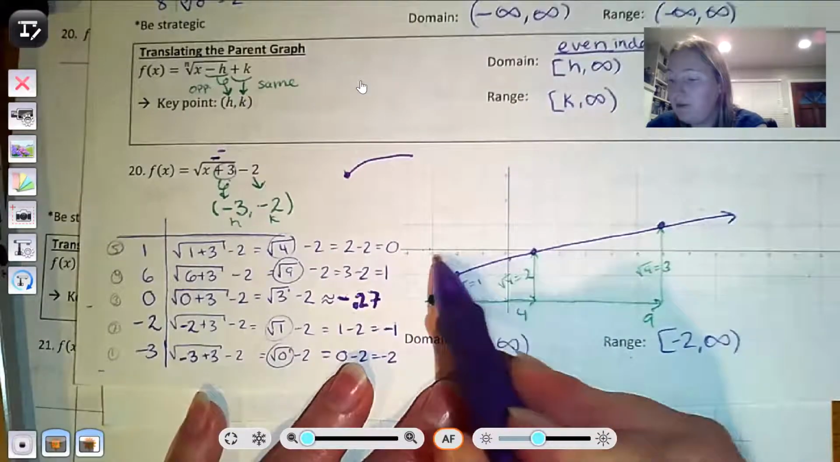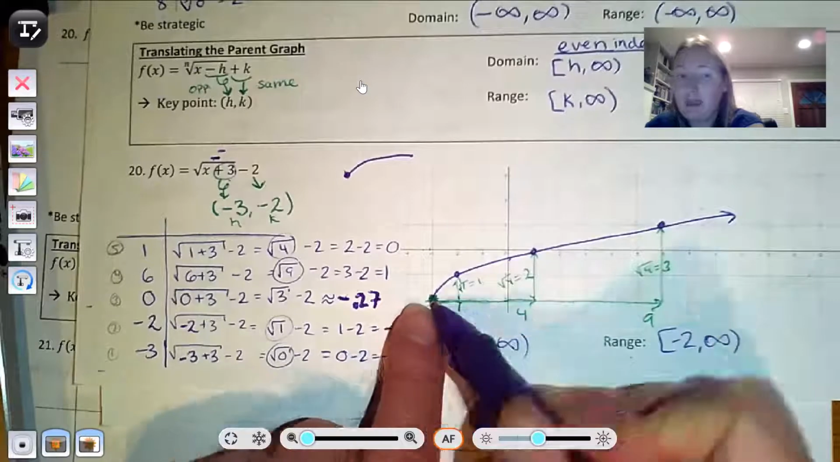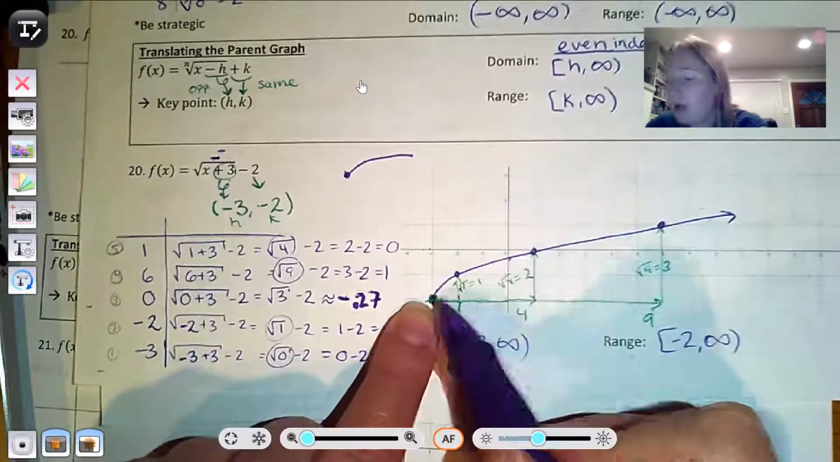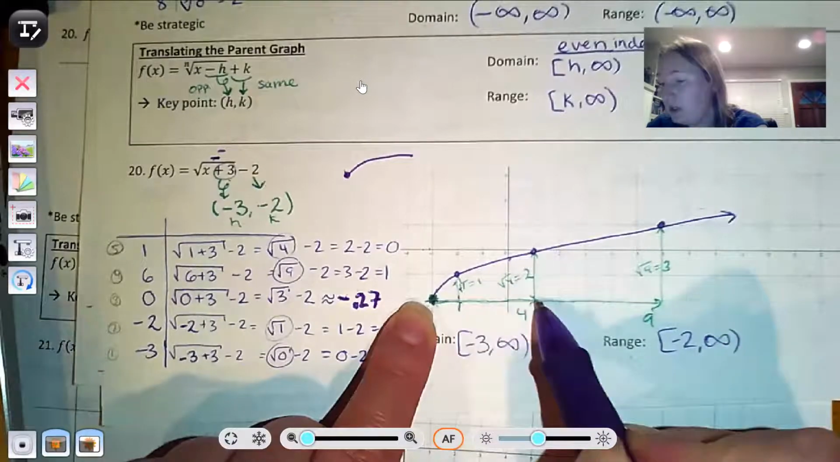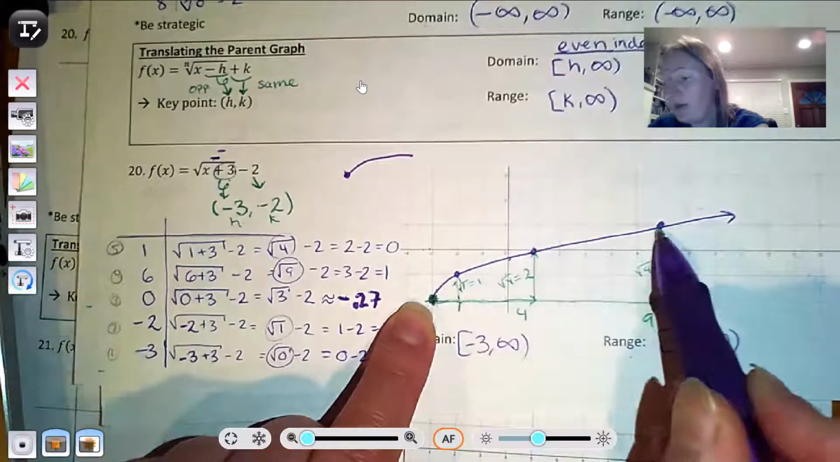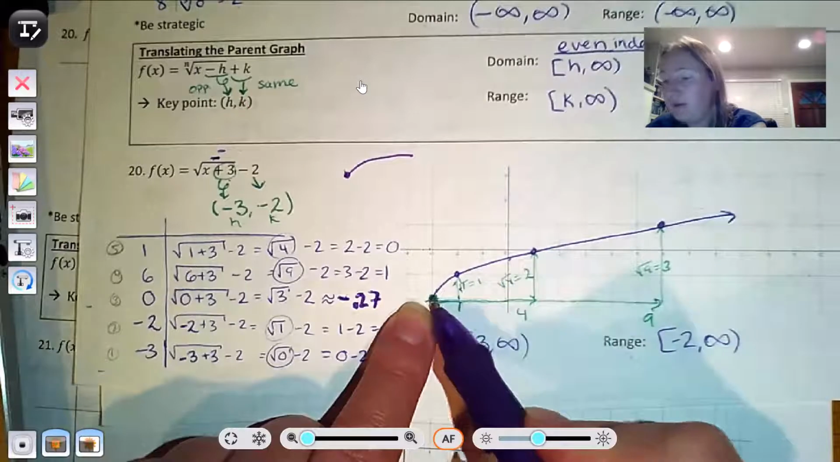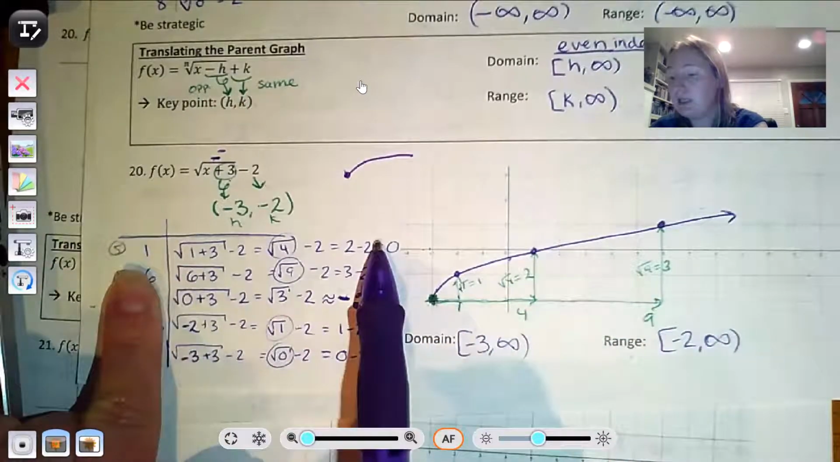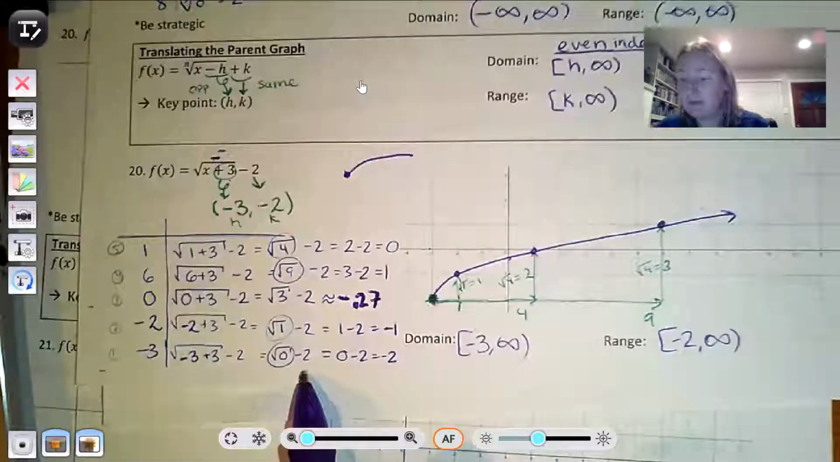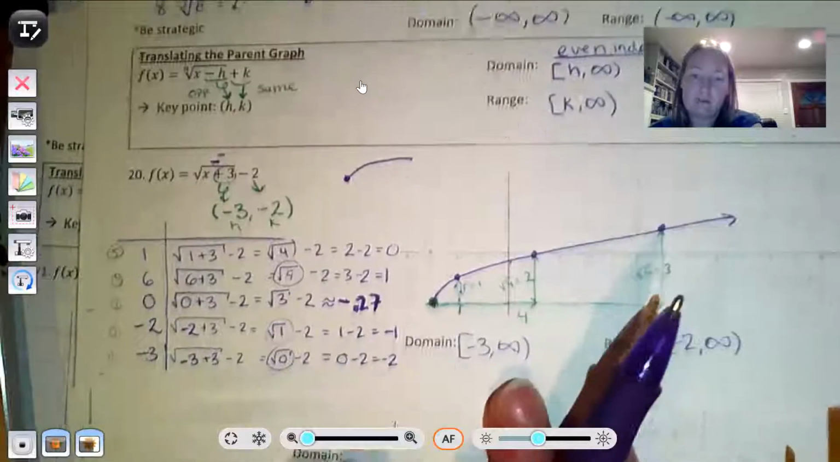So I went to (-3, -2), plotted my key point, and from there, as I move 1 over, I take the square root of 1 is 1, 4 over would be 2, 9 over would be 3 up. And it's always from this key point. And if you did a t-table, you'd see that that matches up with the arithmetic that goes on there. So there we go.